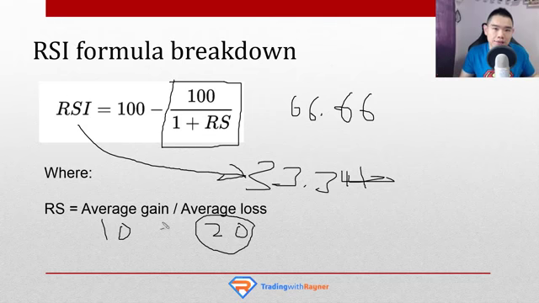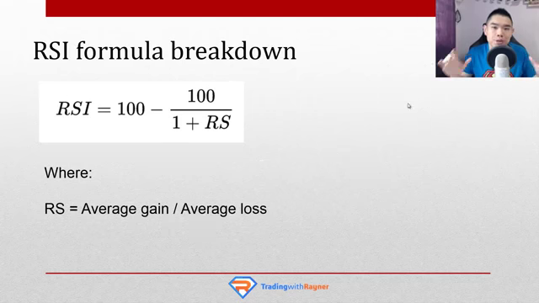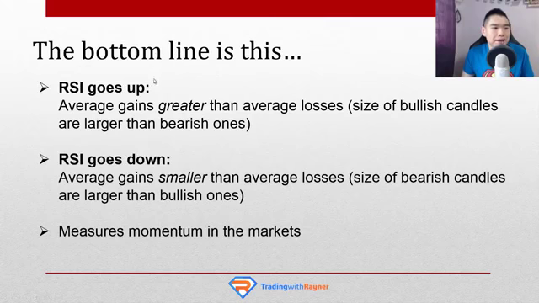It's actually relatively simple, and let me just break it down for you even simpler. RSI goes up when your average gains are greater than your average loss. This pretty much means that the size of your bullish candles is larger than the bearish ones. Likewise, RSI goes down when your average gains are smaller than your average loss: the size of bearish candles is larger than bullish ones.